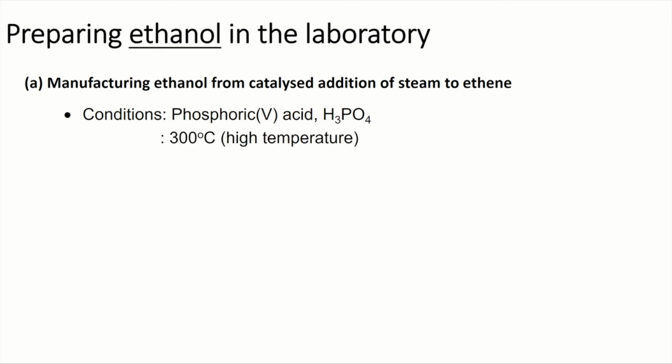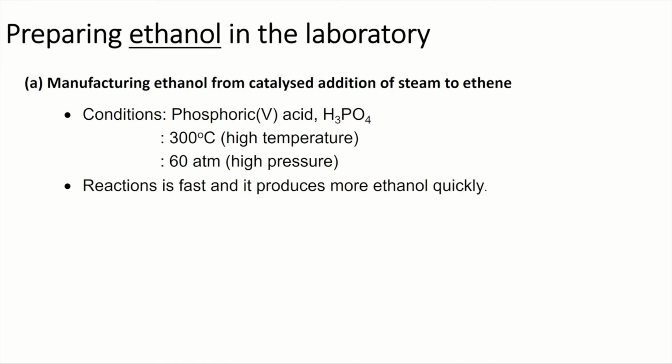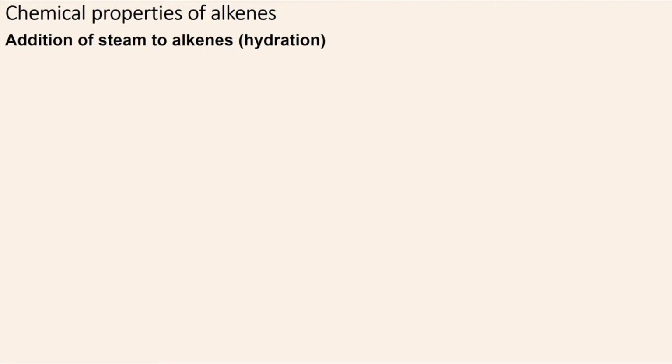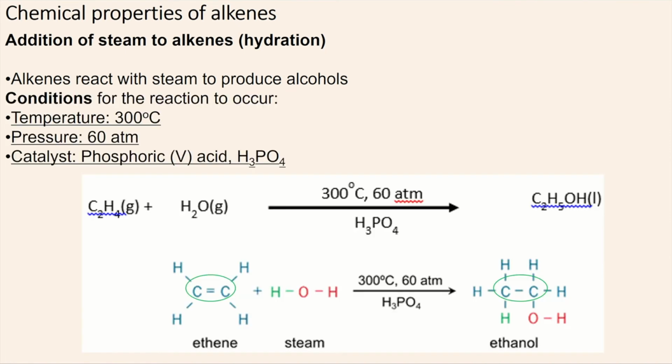First one, in the lab, we can do a simple reaction where we use phosphoric acid, 300 degrees Celsius and 60 atmospheric pressure to react steam with ethene. We call this hydration. We use ethene, then we add steam, with the conditions written on the arrow. The double bond will be broken and the water molecule will be added to ethene. The H will go to one carbon and the OH will go to the other carbon, added side by side. So this is hydration.